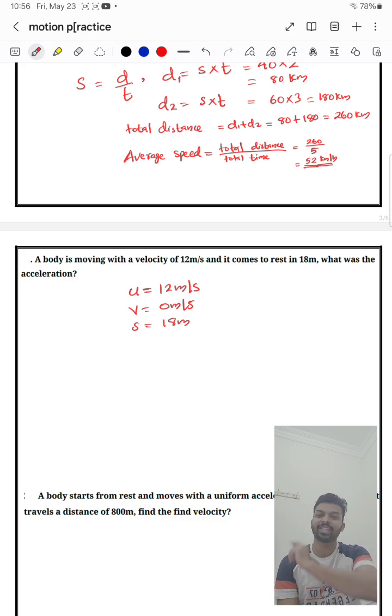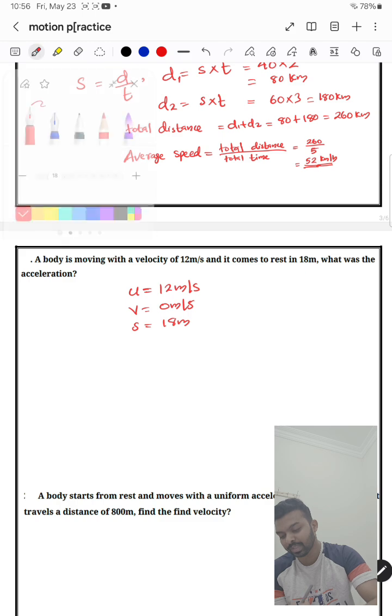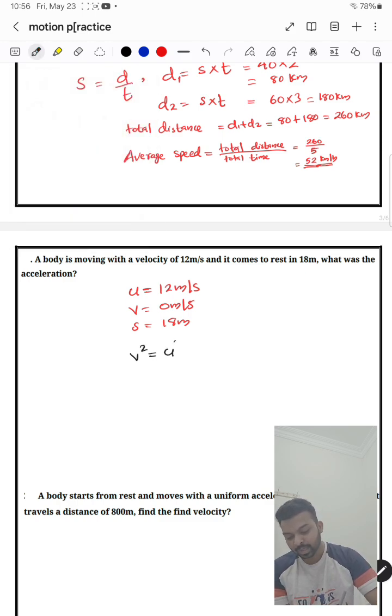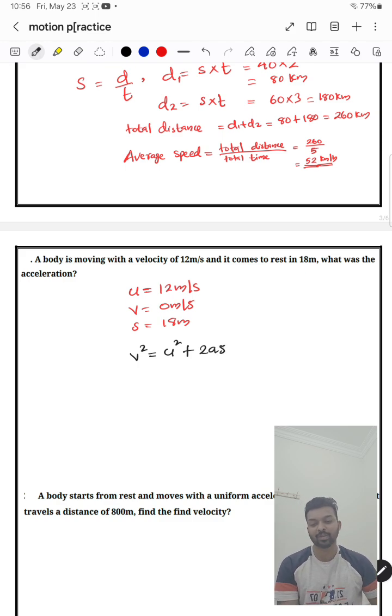Time is not given here. One more important thing here, v is equal to 0. Tell me please which equation you have to take. You have to use equation number 3, which is v square is equal to u square plus 2as. Ready people? So now what is happening?